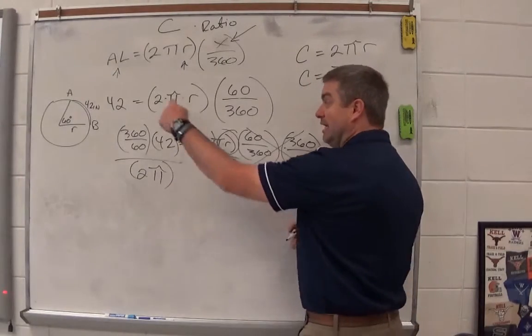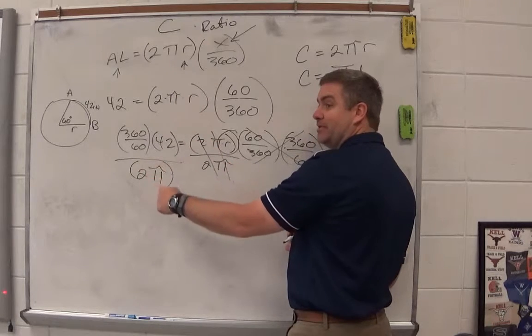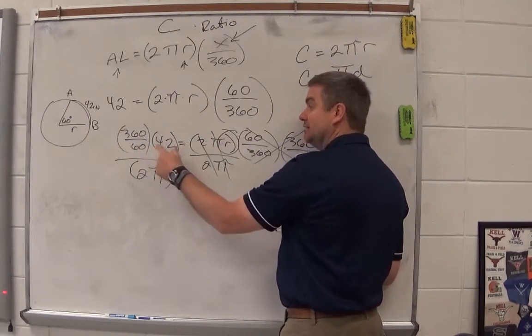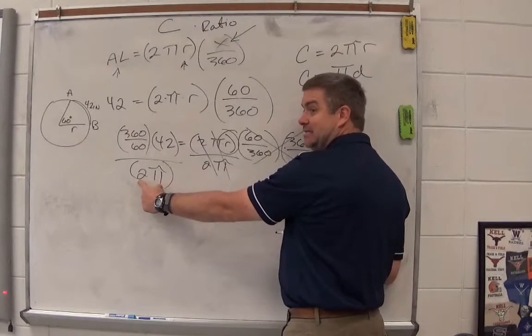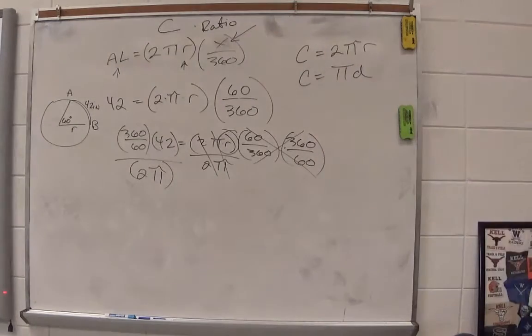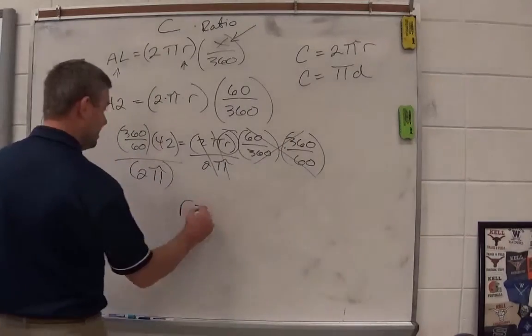So literally in one step on your handy dandy calculator, you should be able to type all this in. Parentheses 360 over 60. Type it, try it now. Times parentheses 42 divided by parentheses 2 pi. Parentheses are imperative if you want to get this problem right. Plug and chug and tell me what the radius is. How much?